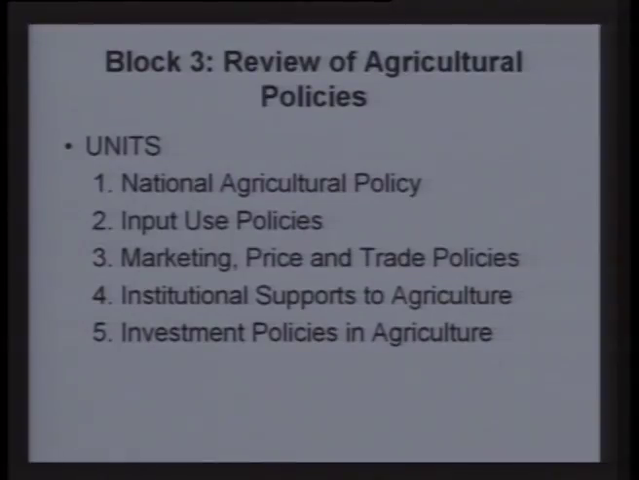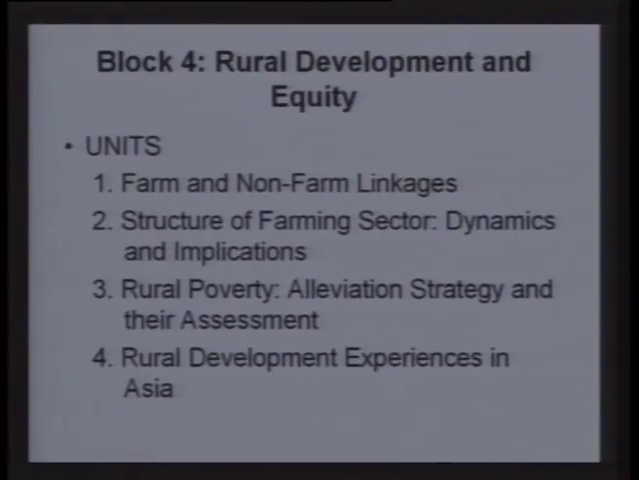Block 3 is related to the review of agriculture policy. In this block we have discussed the national agriculture policy, input use policy, marketing and trade policy, price policy, and institutional support: the research institutions, the financial institutions, rural development institutions. Then unit 5 is related to investment policy in agriculture. Block 4 of this course is related to farm and non-farm linkage, that is, the linkage between the farm and non-farm sectors. We will discuss what the linkages are in detail.